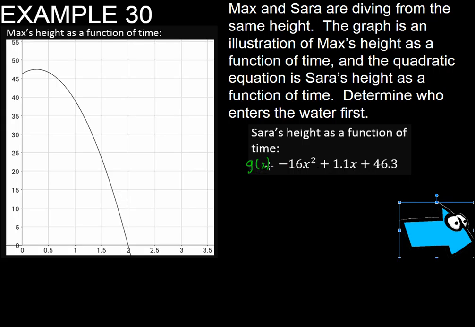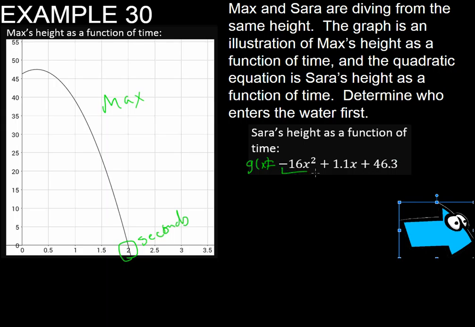So we're going to look. All right, who enters the water first means here's the height. They enter the water at a height of 0. So if we look here at Max's graph, he enters in after 2 seconds. Okay, that's a function of time. So now we need to figure out Sarah's height.